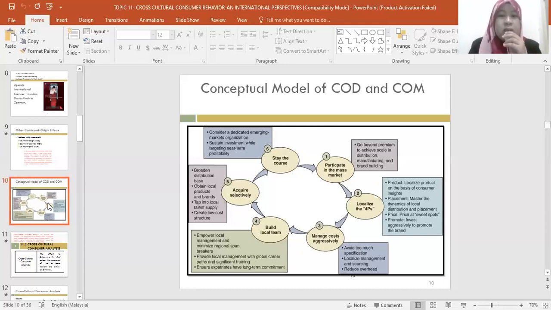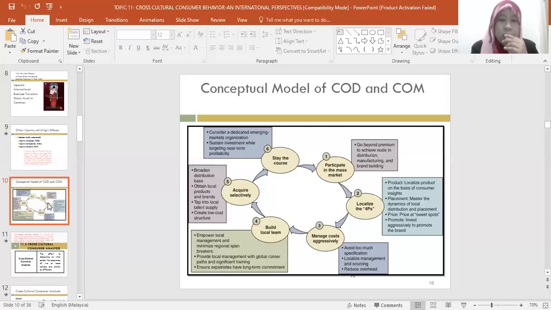And then build the local team. Just now I already mentioned to you all. Number one, empower the local management and minimize the regional spend of the breakers. So in here you have to empower your people. The more local people that you hire, the more you actually save the risk. Because you have to know you are operating in a different country. So the right people who know the country itself are their people.